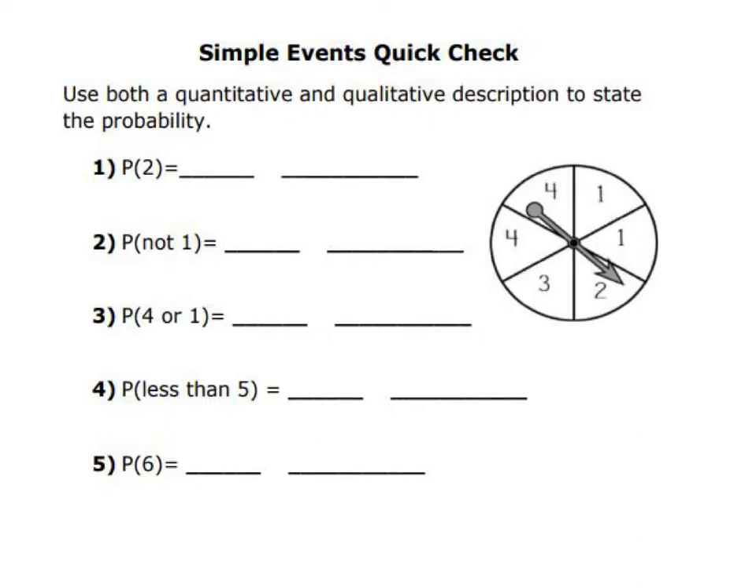They're asking, what's the probability of getting a 2 when you spin it? If you look at this, how many sections do you have? 6. 6 sections, and then how many 2s do you have? 1. So that means it's going to be 1 out of 6. If it's 1 out of 6, is it going to be likely or unlikely? Unlikely.